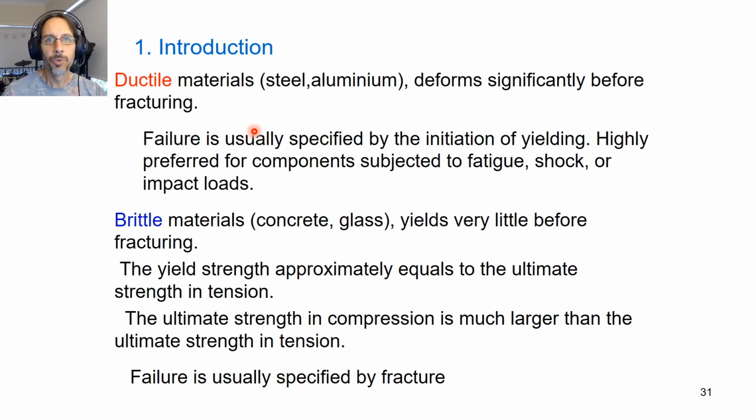Okay, so we have two broad classes of materials. Those that we label as ductile materials deform or stretch, change shape significantly before they fracture. Some typical examples of what you might think of as ductile materials are steel and aluminium. And then we also have brittle materials which yield or deform very little before they break into two pieces. We'll have a look at some graphs in a second that show you that the yield strength in a brittle material is very close to the ultimate tensile strength.